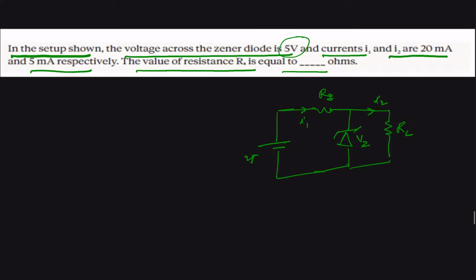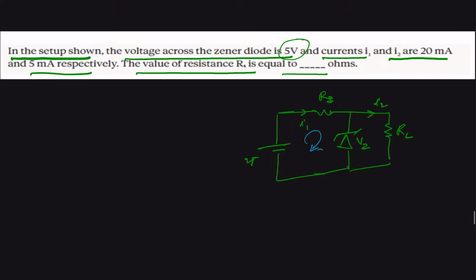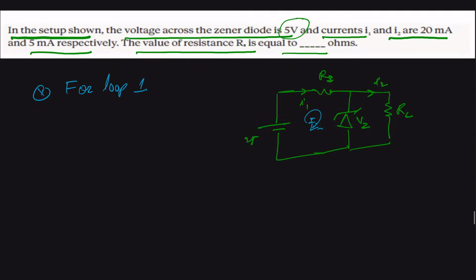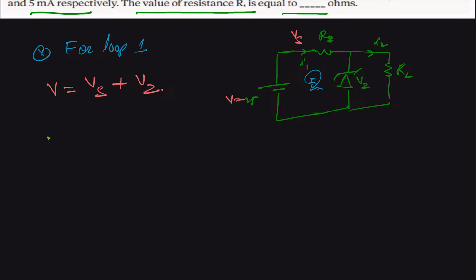Therefore, we can write for this loop, let us call this loop number 1. For loop 1, we can write our input voltage V, and let us suppose the voltage drop across RS is Vs. The input voltage V will be equal to Vs plus Vz. Therefore, we get that Vs will be equal to 25 minus 5, which gives us 20 volt.